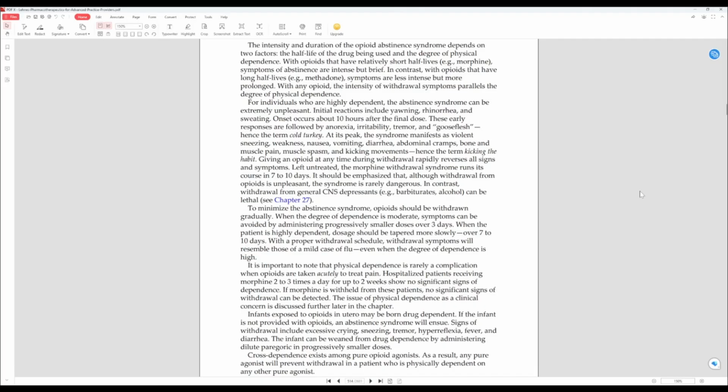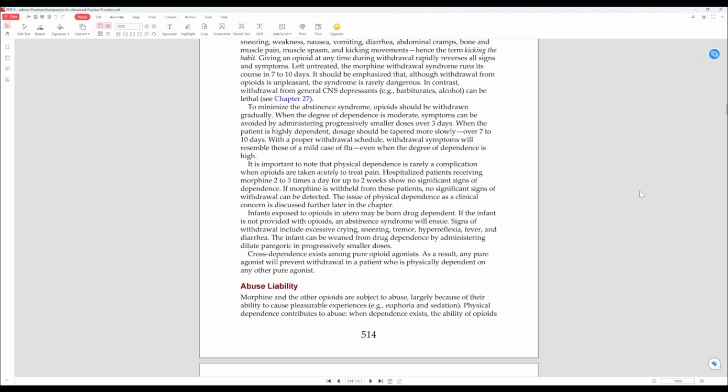It should be emphasized that although withdrawal from opioids is unpleasant, the syndrome is rarely dangerous. In contrast, withdrawal from general CNS depressants such as your barbiturates or alcohol can be lethal. So we'll discuss that more in chapter 27.